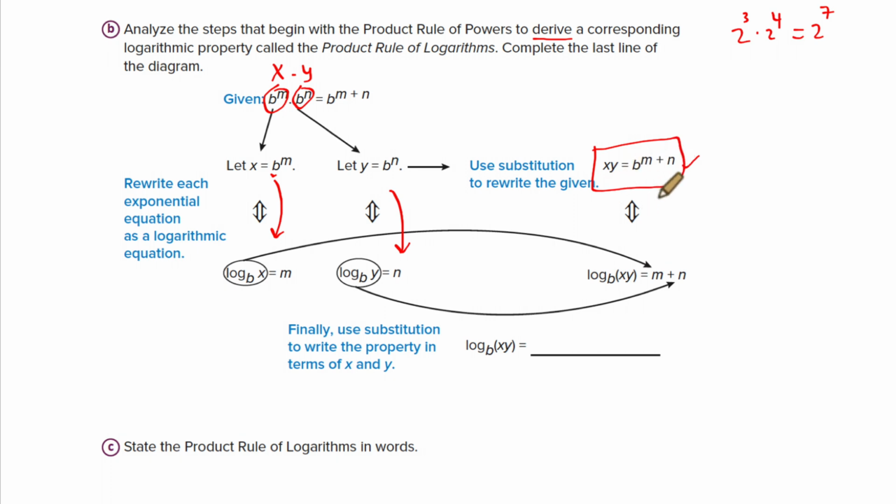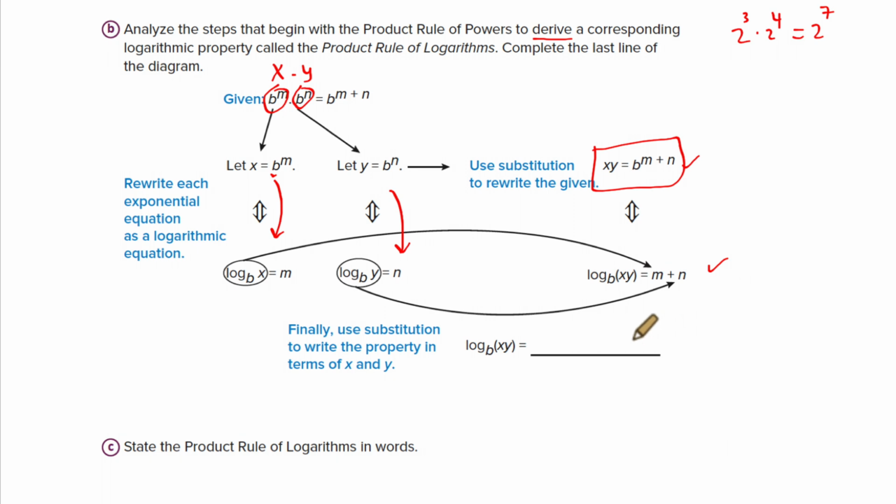What are we going to do here? Well, I'm going to write this in logarithmic form, okay? So the base is b, so it's log base b, and it always equals the exponent, so that equals the exponent we have here, m plus n. So it's log base b of xy equals m plus n. And you know what? We're almost done. We got one more step.